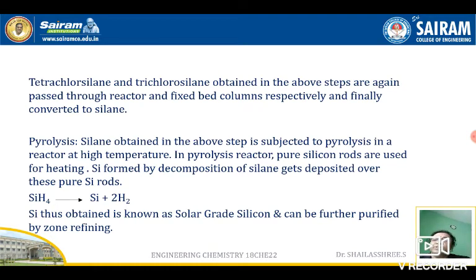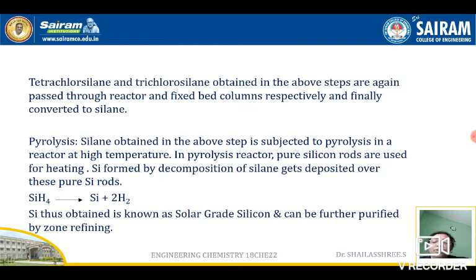pyrolysis is carried out here. Silane obtained in the above step is subjected to pyrolysis at high temperature. In the pyrolysis reactor, pure silicon rods are used for heating. Silicon formed by decomposition of silane gets deposited over these pure silicon rods. The reaction here is SiH4, silane. When it is carried out to the pyrolysis process, it will be giving silicon and hydrogen as the products, and thus obtained silicon is known as solar grade silicon, and it can be further purified by zone refining.